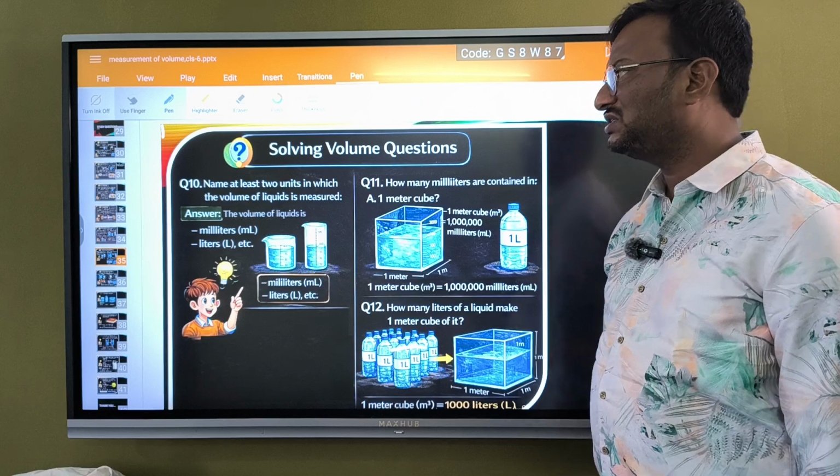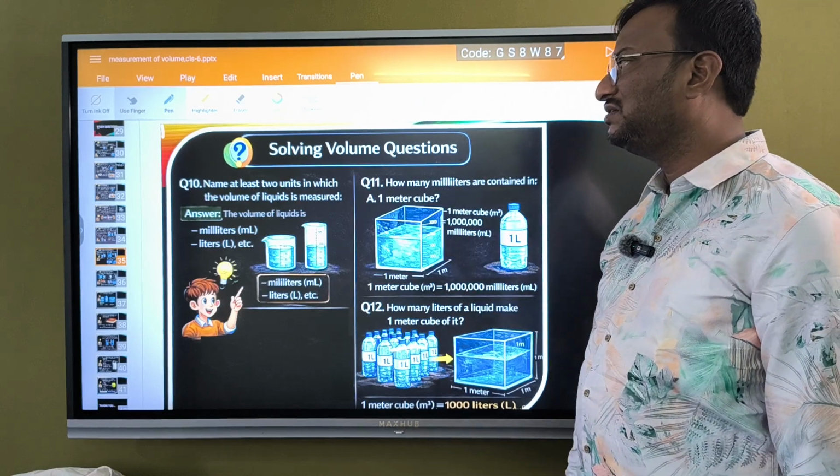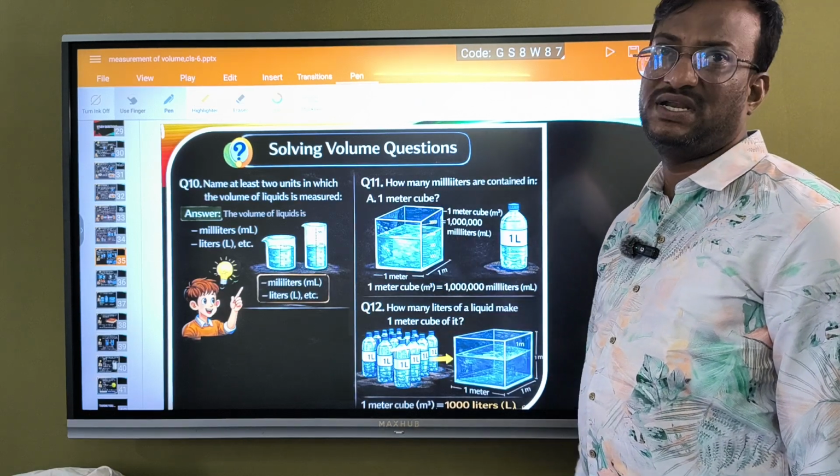Some numerical questions. Name at least 2 units in which the volume of a liquid is measured.